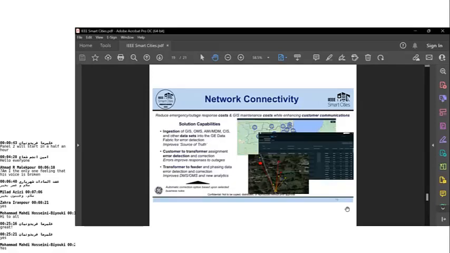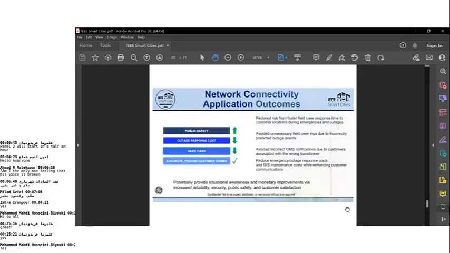This slide outlines the application outcomes of the network connectivity analytics. Starting from the top, it increases public safety as we discussed. It will help in rolling out the truck to the right places, addressing the outages as fast as possible, and reducing the risk to customers who are experiencing outages. Outage response cost has been reduced by sending the crew to the right places, again reducing the operation and maintenance cost.